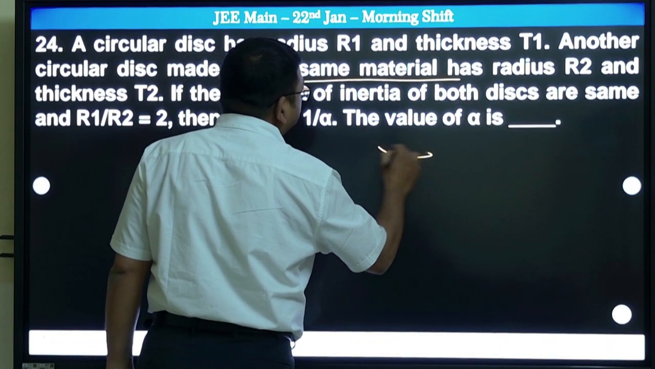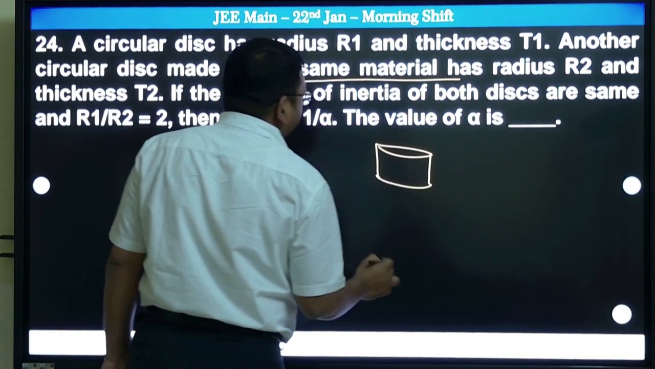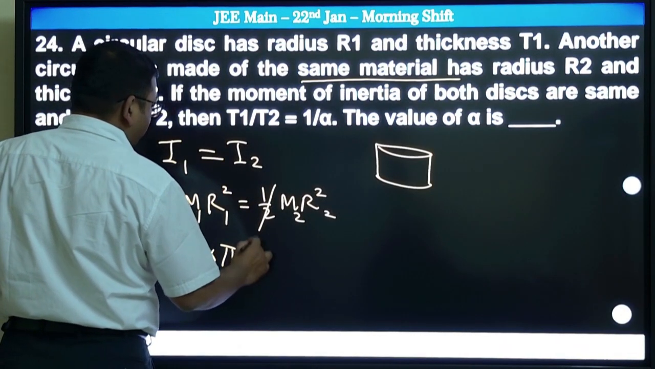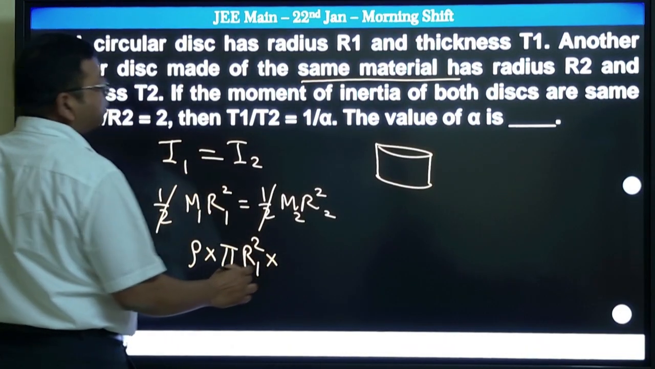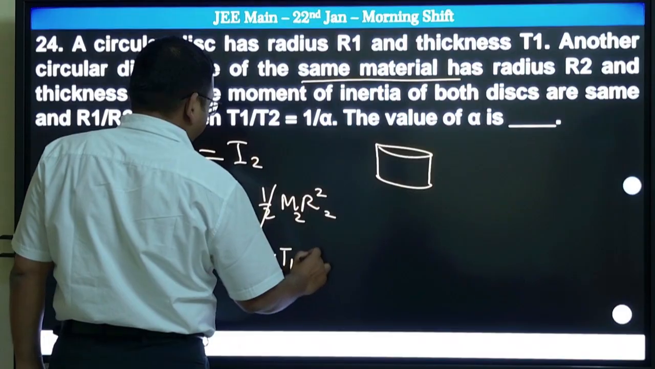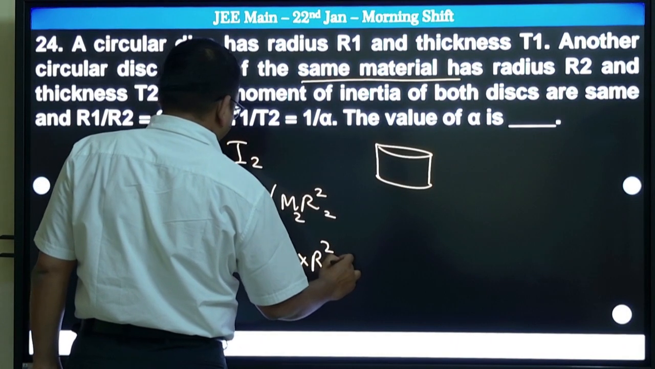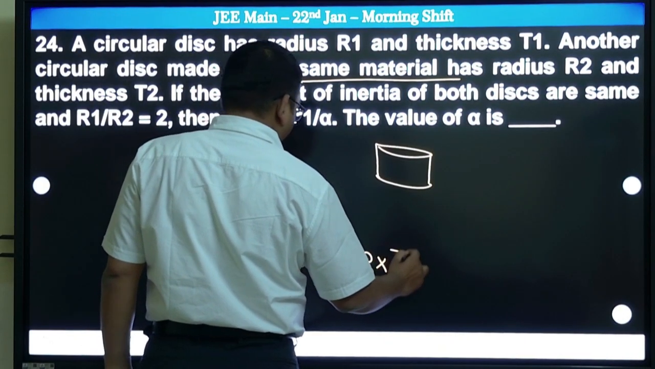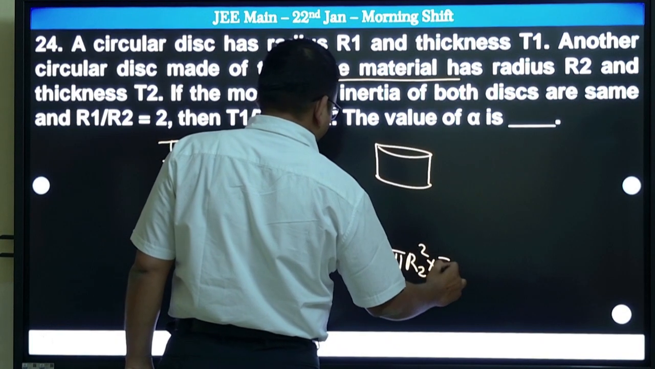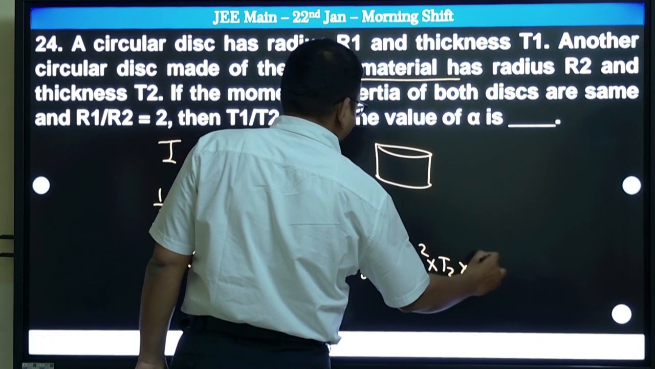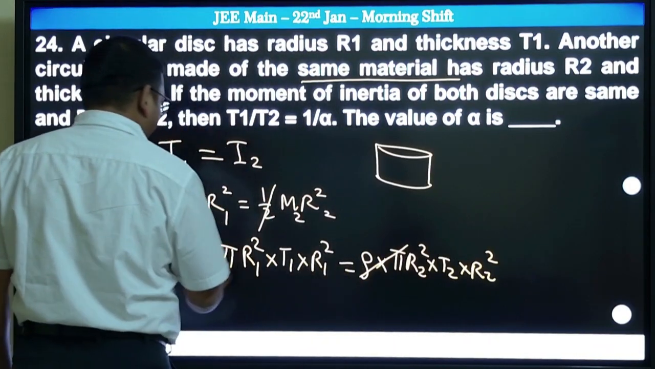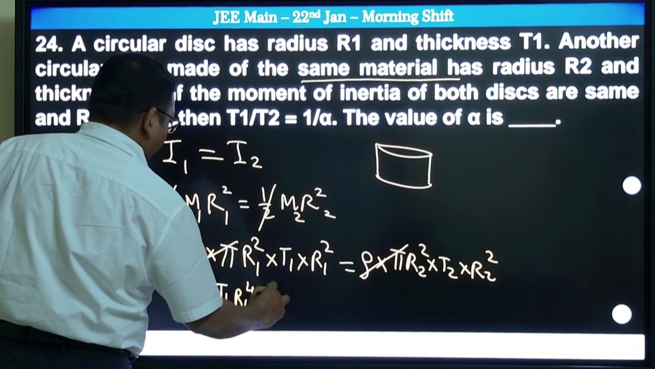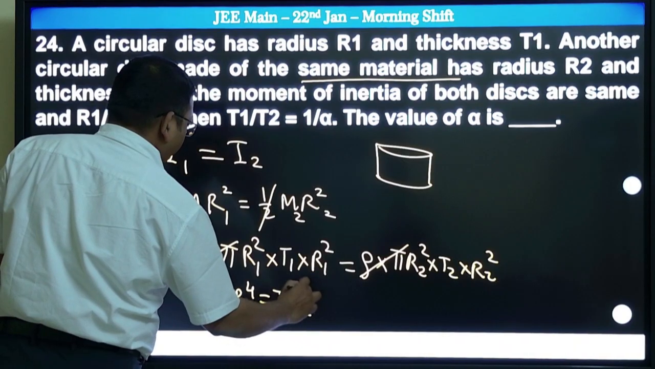A disk has some thickness, so it is like a cylinder, right? Area of the base is pi r squared. So pi into r1 squared into thickness, let us say t1, and into r1 squared, which gives r1 to the power 4. Similarly, for the second one, pi r2 squared into thickness t2 into r2 squared. So pi and rho get cancelled. So basically t1 into r1 to the power 4 equals t2 into r2 to the power 4.